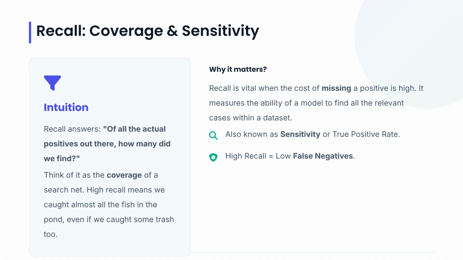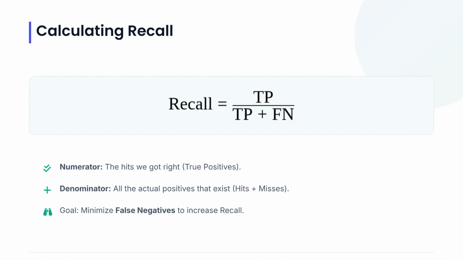Recall measures the coverage and sensitivity of the model. It asks, of all the actual positives out there, how many did we find? High recall is essential when the cost of missing a positive is high, and it means minimizing false negatives. Recall is calculated as true positives divided by the sum of true positives and false negatives. The goal is to minimize false negatives to find all actual positive cases.